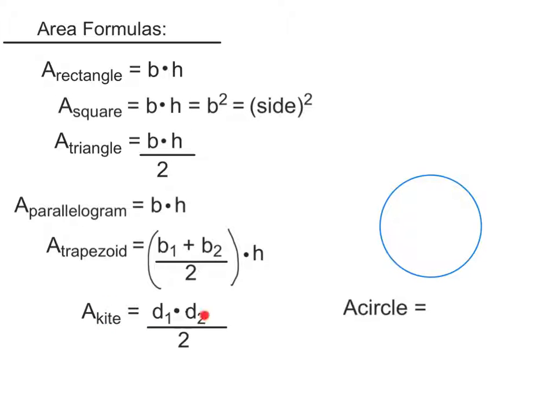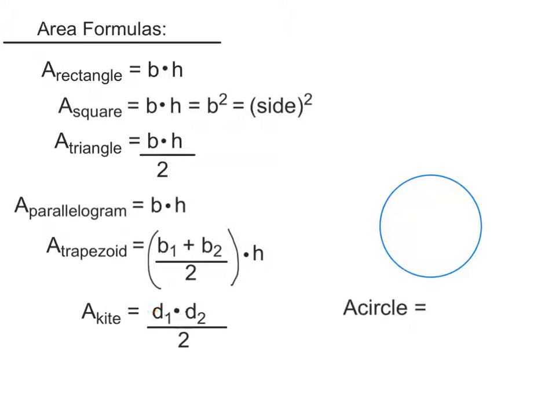Okay, so what does that look like? Area of a kite, here's what it looks like: diagonal 1 times diagonal 2 divided by 2. Notice the similarity, it goes back to your triangle. It goes back to base times height. Diagonal 1 times diagonal 2, that's kind of like the base and the height of your two triangles. So it is that idea of base times height.